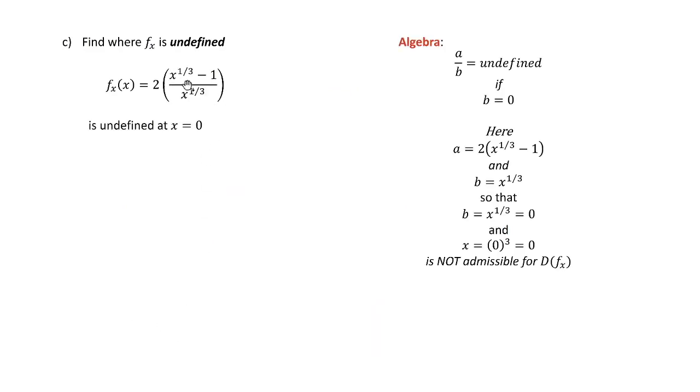Now, where is the function undefined? Well, a over b is undefined where b is 0. You can put the 2 on the top or whatever. A is this, B is this, so it's undefined where the bottom is 0. And again, to the 3rd power. So you can just look through that and make sure you're clear. But it's a over b, b is 0 is undefined.